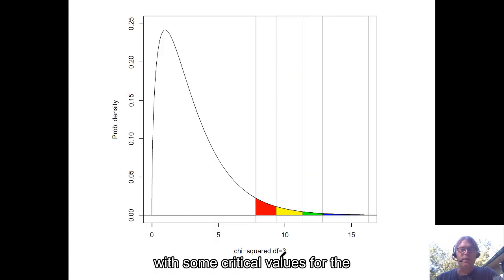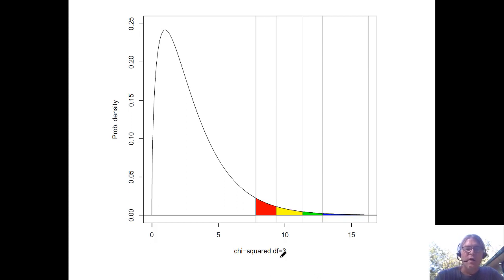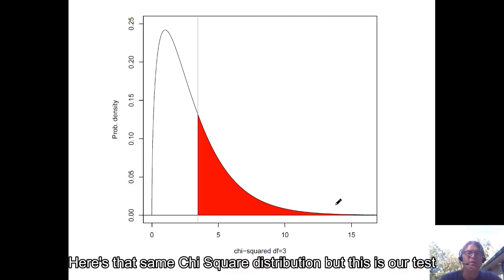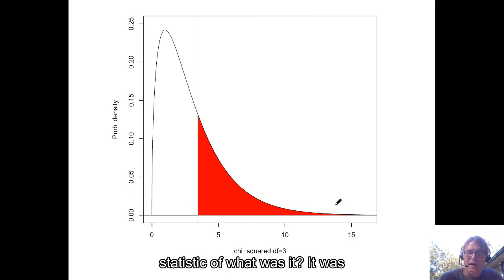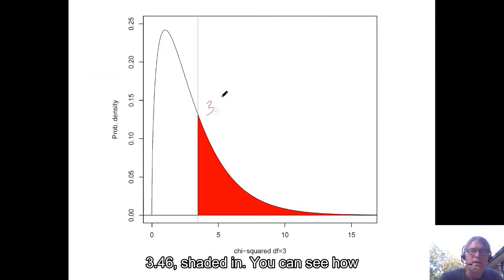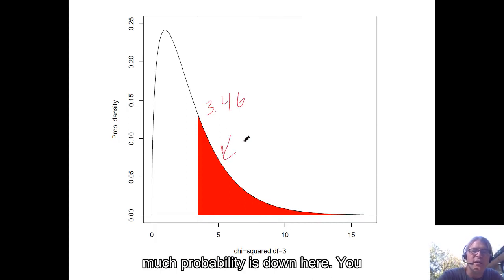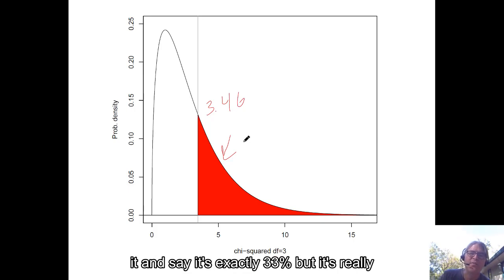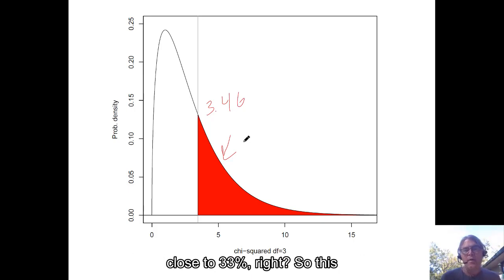So here's the chi-square with some critical values for the 5%, 2.5%, 1%, and 0.05% shaded in different colors. Here's that same chi-square distribution, but this is our test statistic of 3.46, I believe. So this is 3.46 shaded in. You can see how much probability is down here. You can see that it's large. You wouldn't be able to eyeball it and say it's exactly 33%, but it's really close to 33%, right? So this is not that unusual a value.